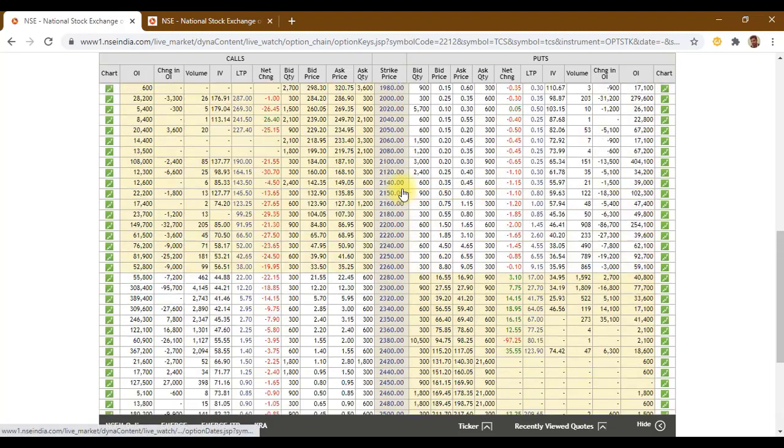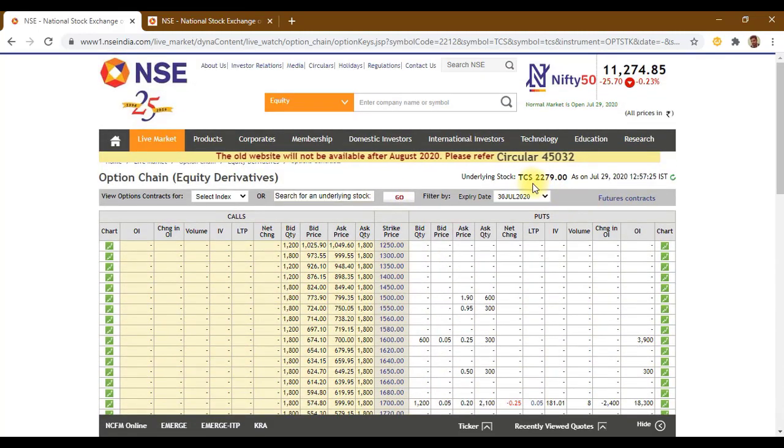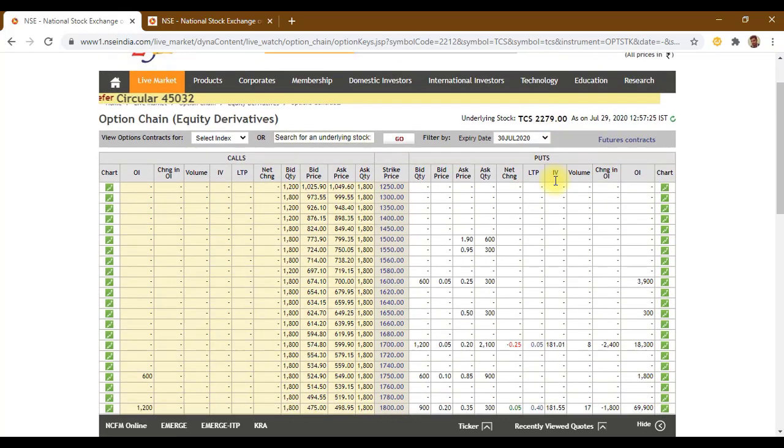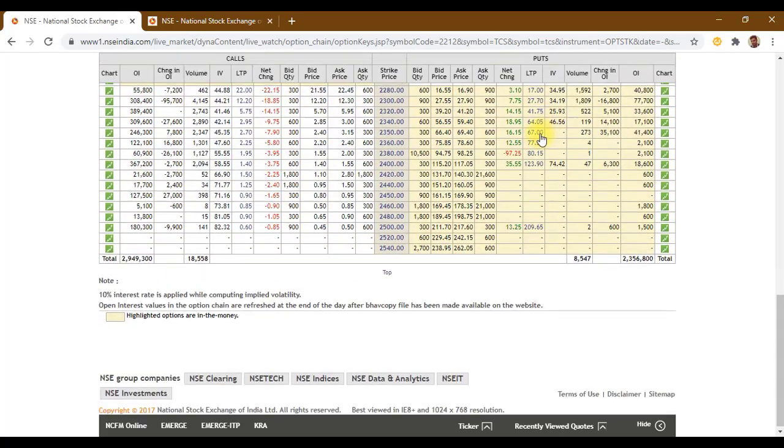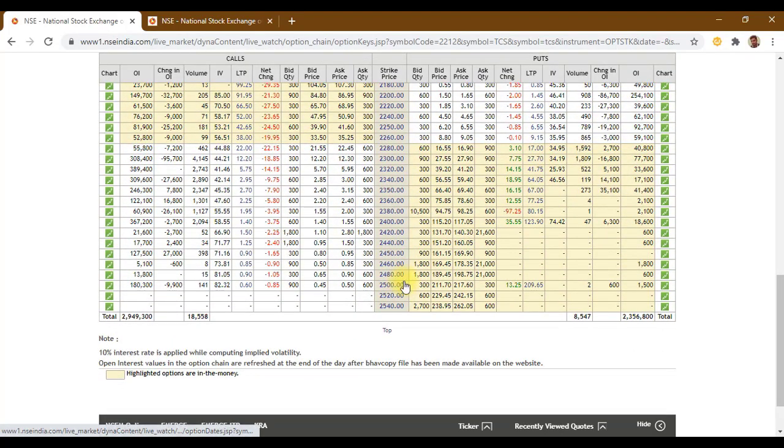As I said, let's take the example of TCS. Now TCS is trading around 2279 rupees. You are thinking that in another 1 week, or maybe in 2-3 days, it is going to move another 300 points from here. Let's say 2500 rupees is what you are expecting. So what you can do is go to the option chain and check the premium for that 2500 call. You can see here that at 2500 the premium is 60 paise.